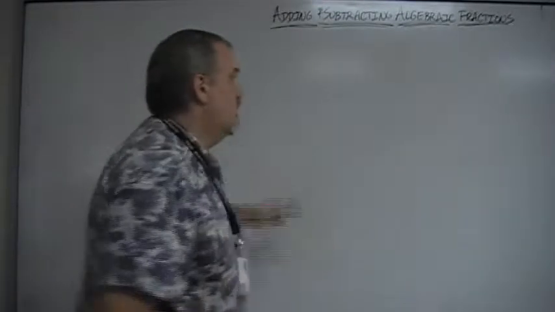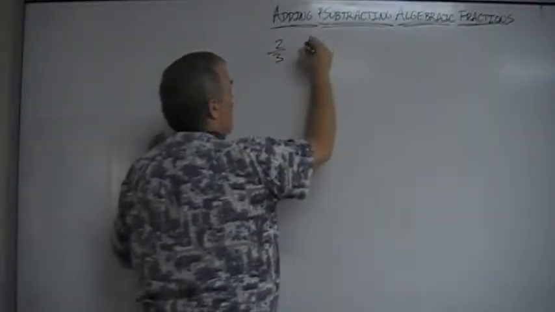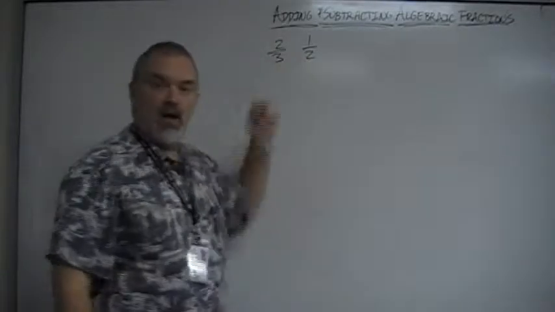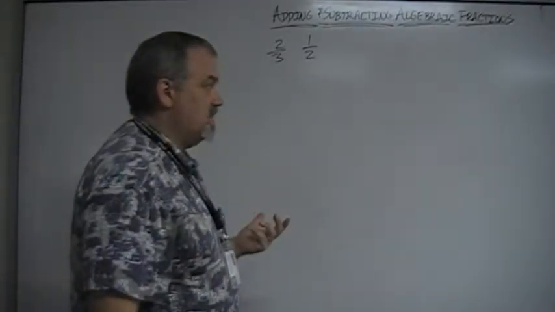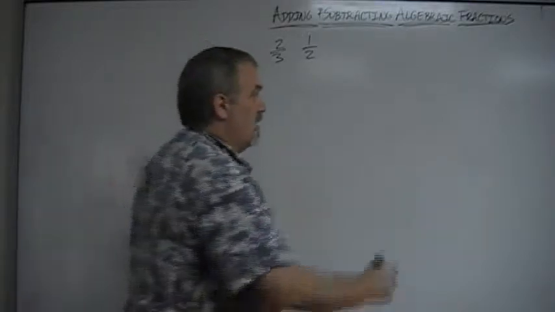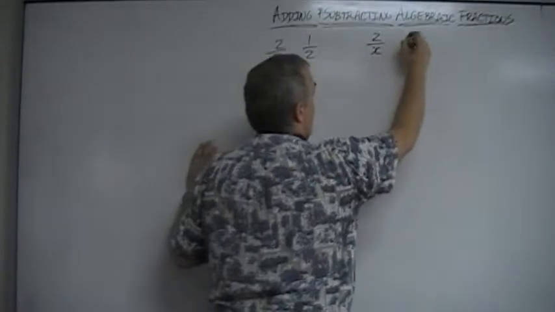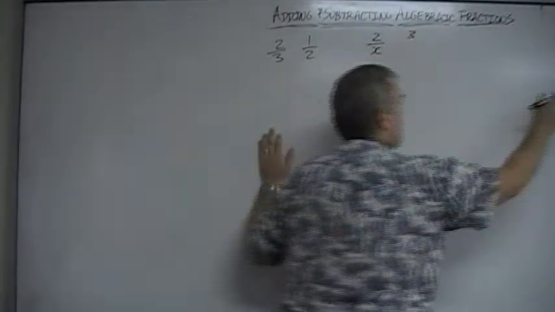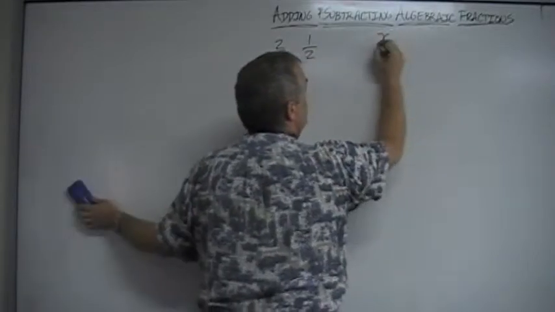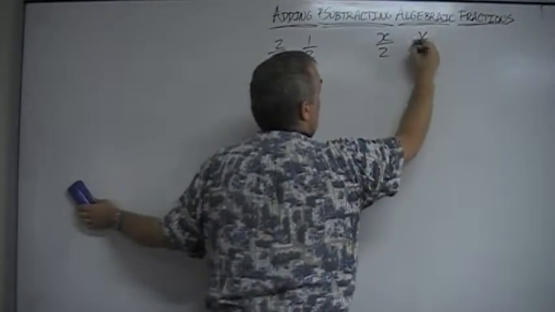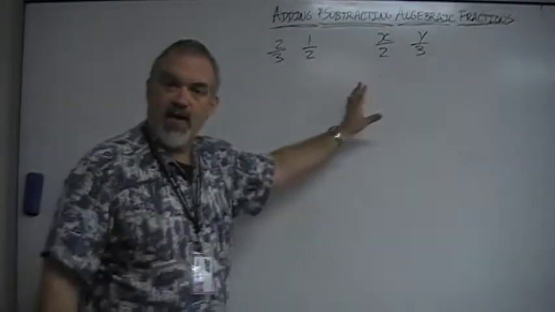Let's give an example. If we had something like 2/3 and 1/2, those are regular fractions. Algebraic fractions might be something like, let's say, 2 over x and 3, that's a bad example. Let's try x over 2 and y over 3. Okay? Those are algebraic fractions.